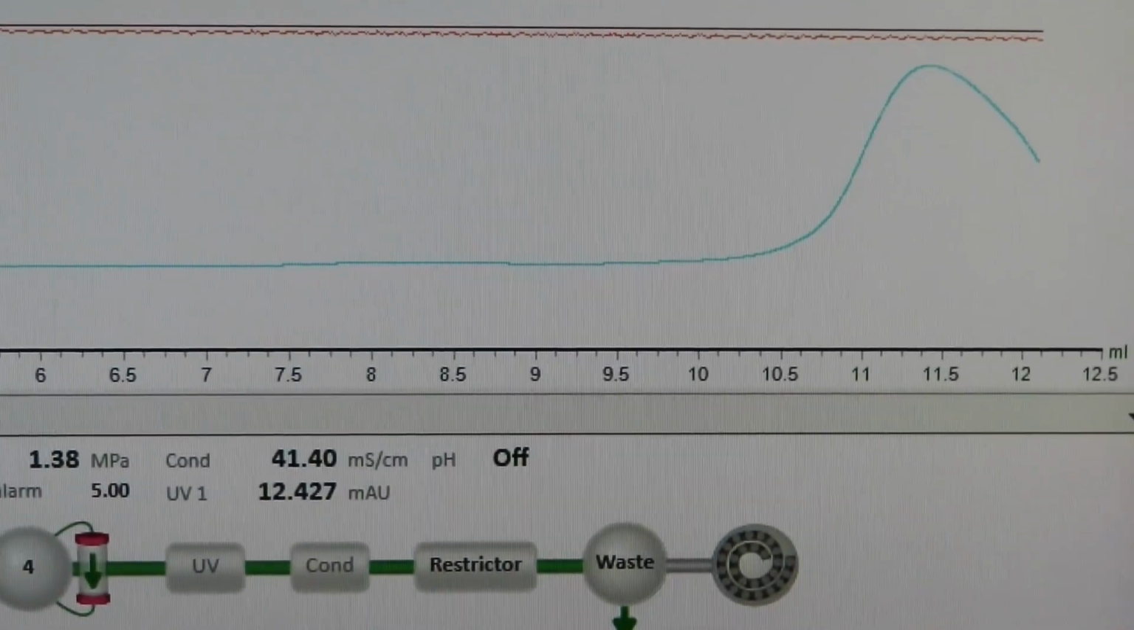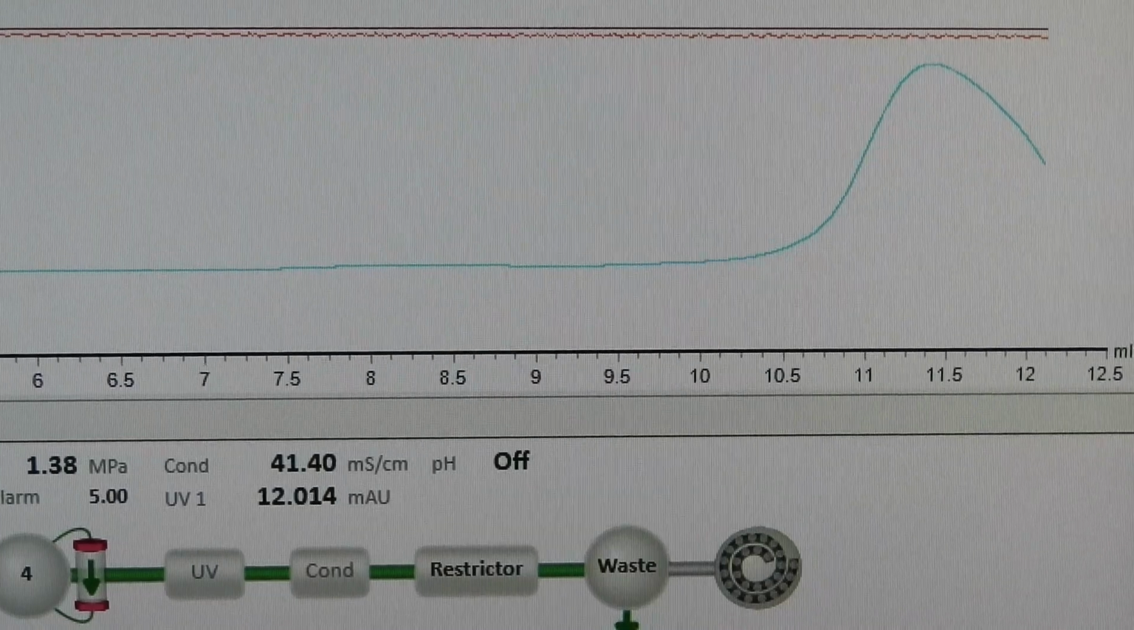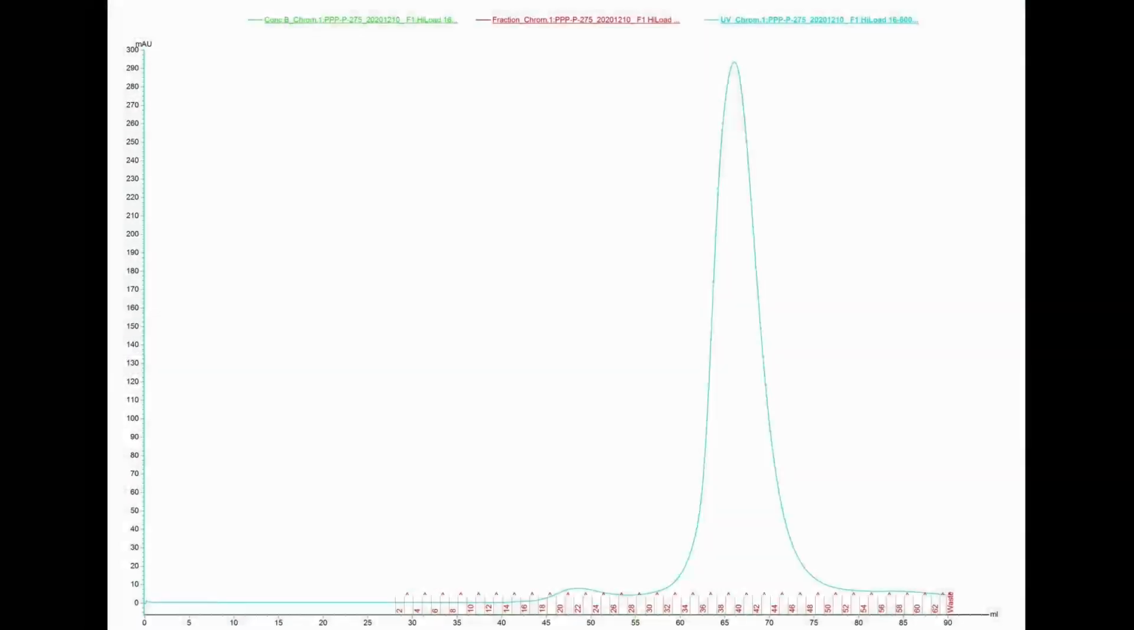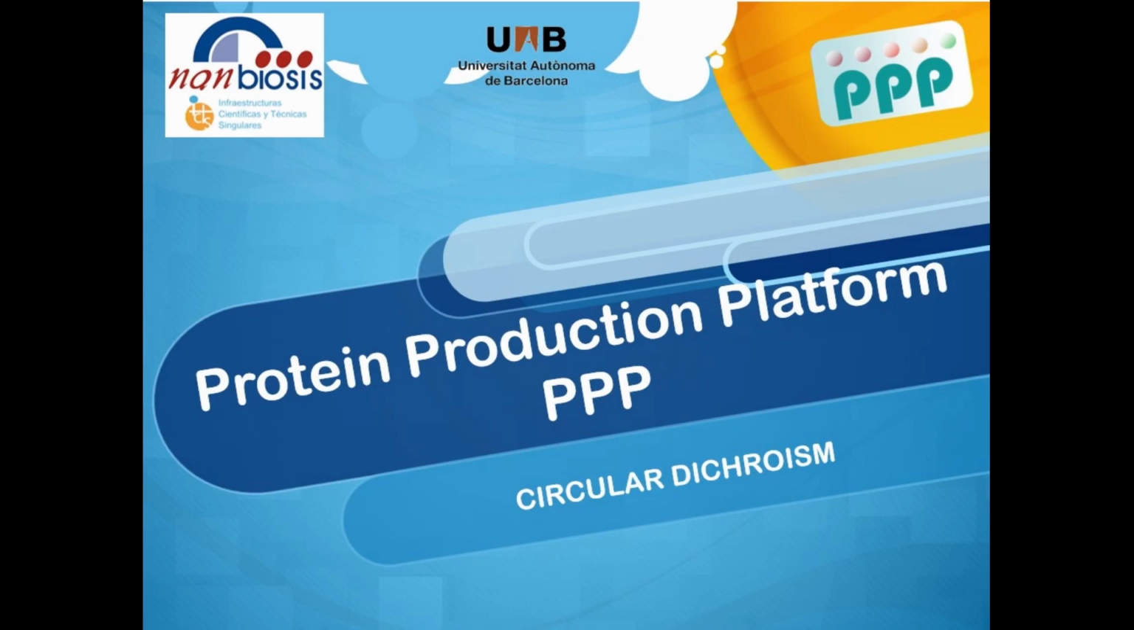When the sample leaves the column, it's detected by an increase in the ultraviolet absorbance. This chromatogram will indicate that most of the protein is homogeneous and only some aggregation has been produced during the protein storage.